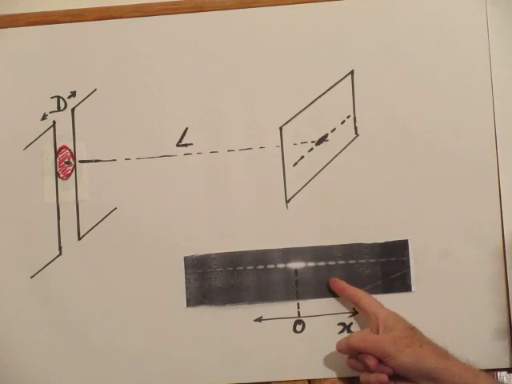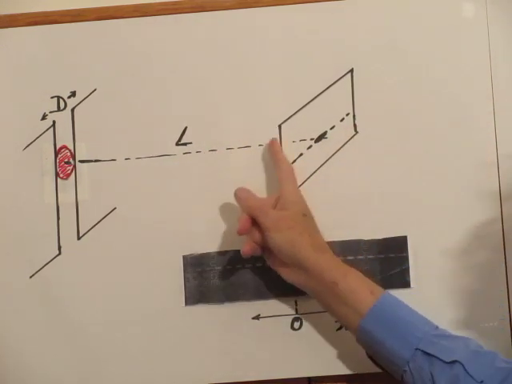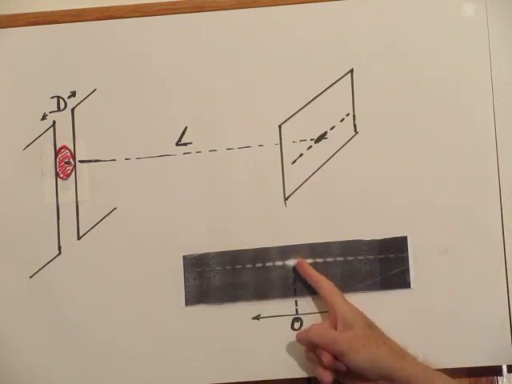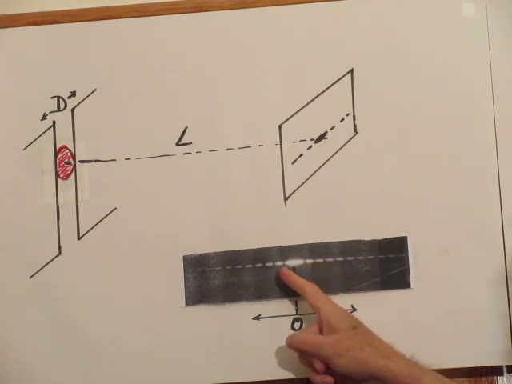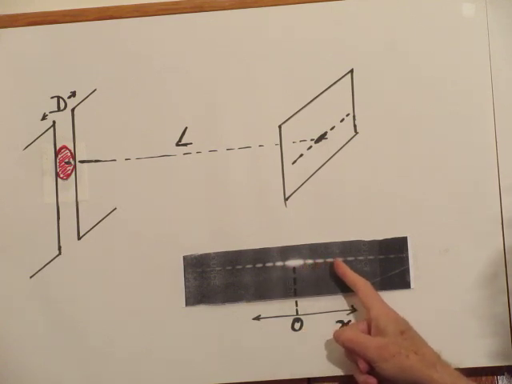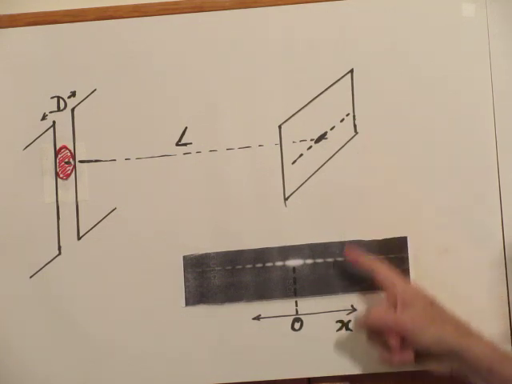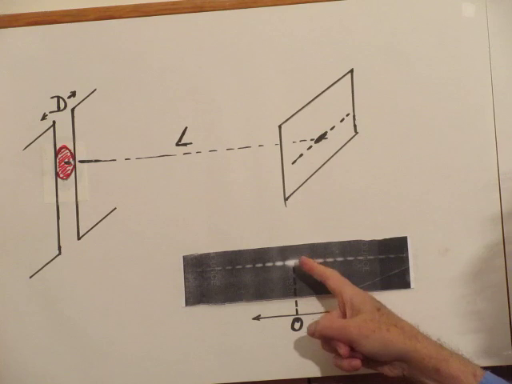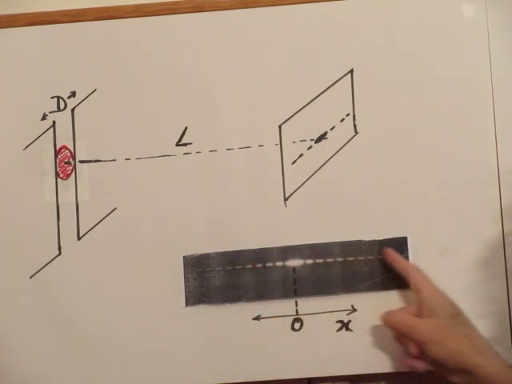This is the pattern that you would see if you would look straight at the wall from this direction. So here you see that maximum, and notice that on either side of it you will see points with zero light, complete darkness, destructive interference. I will call the center of that bright light on the wall x equals zero, and this I will call the x-axis.